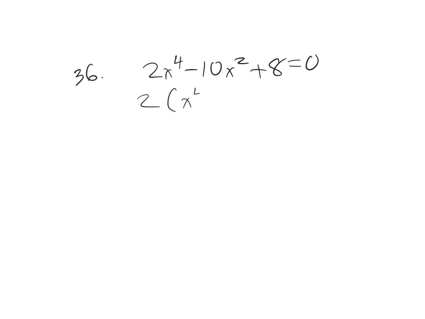Let's do 35. Now let's do 36. 2x to the fourth minus 10x squared plus 8 equals 0. Go. We only have 6 minutes left, so I'm just going to go through these. Okay, so just do problems like what I'm showing you here. I can divide off the 2.